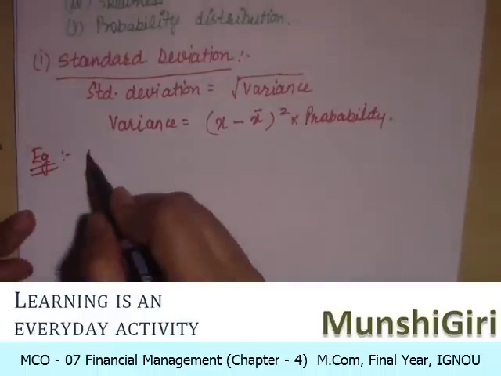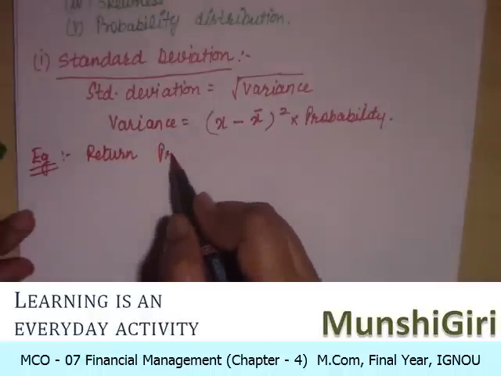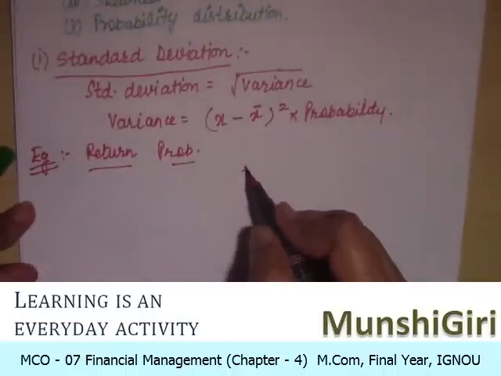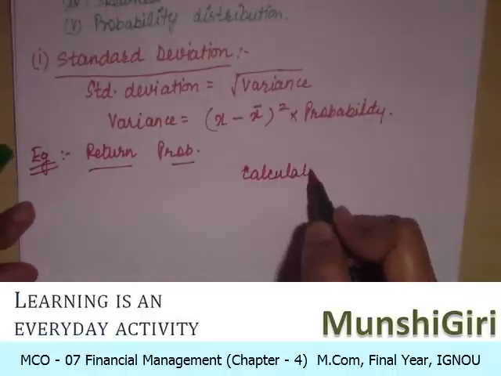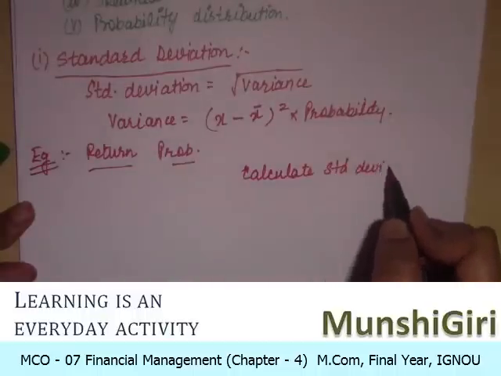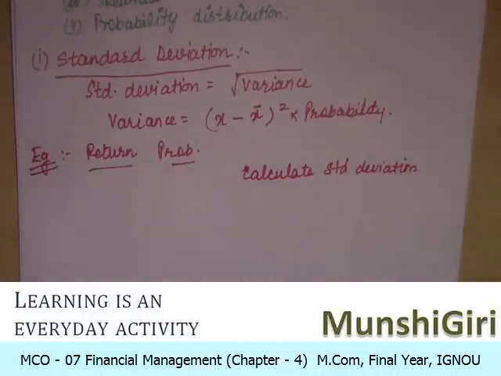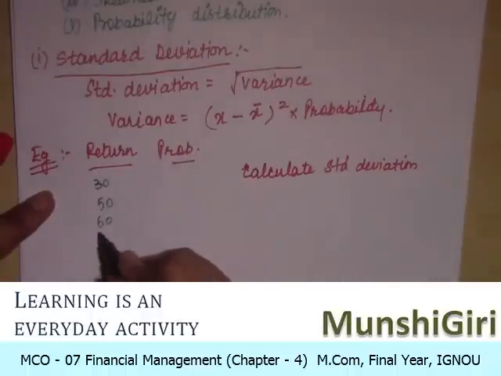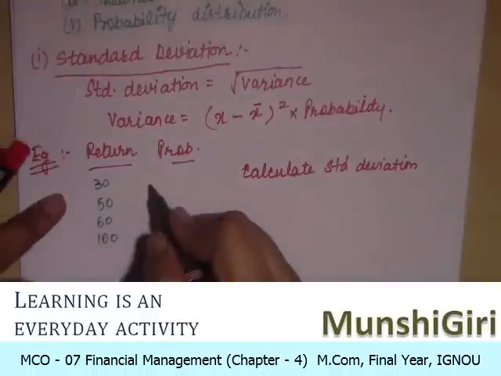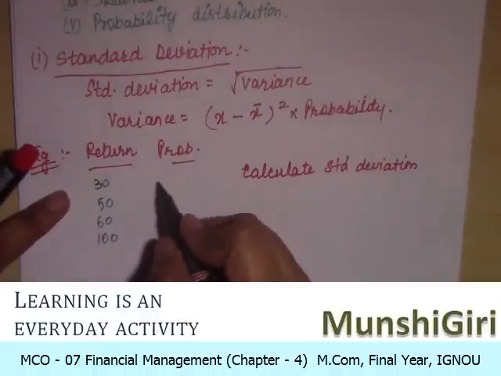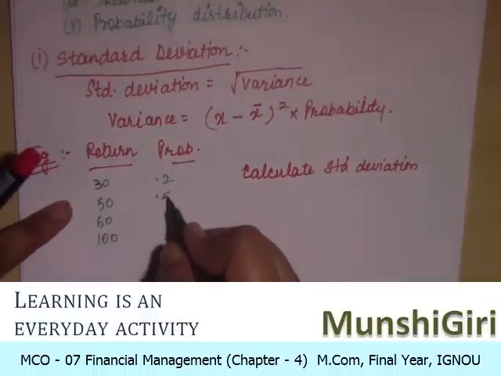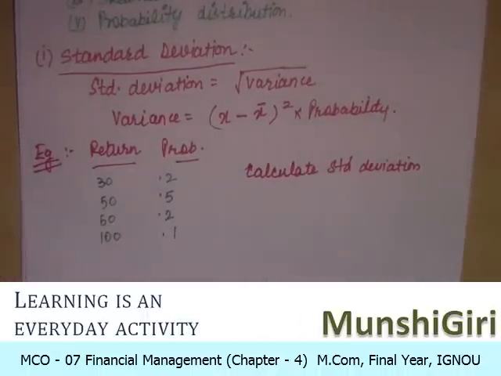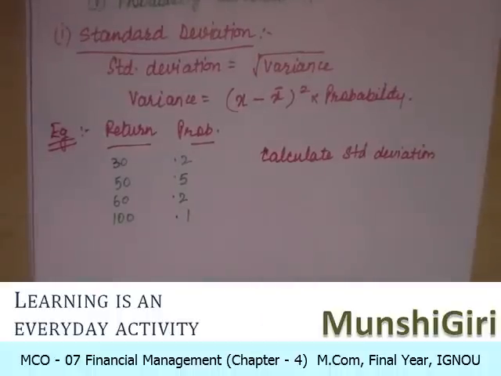For example, we are given return and probability, and from this we have to calculate the standard deviation. The return and probability are as follows. Return is 30, 50, 60, 100. Probability of return of 30 is 0.2, then 0.5, again 0.2 and 0.1. Now here we have to calculate the standard deviation.